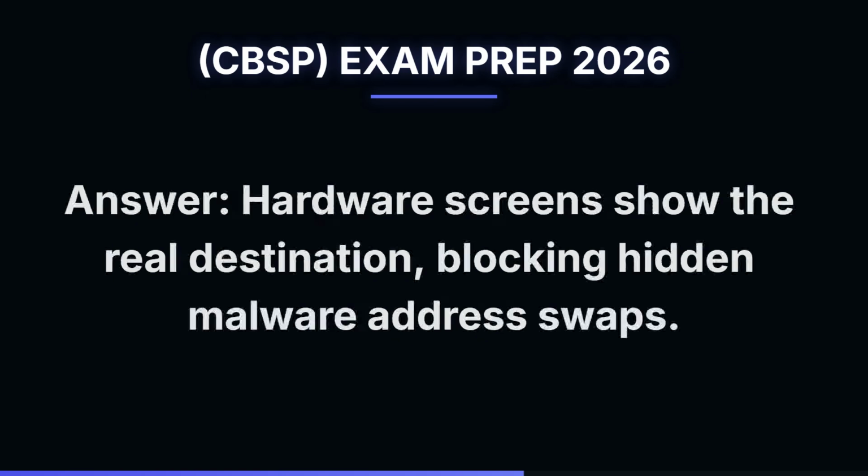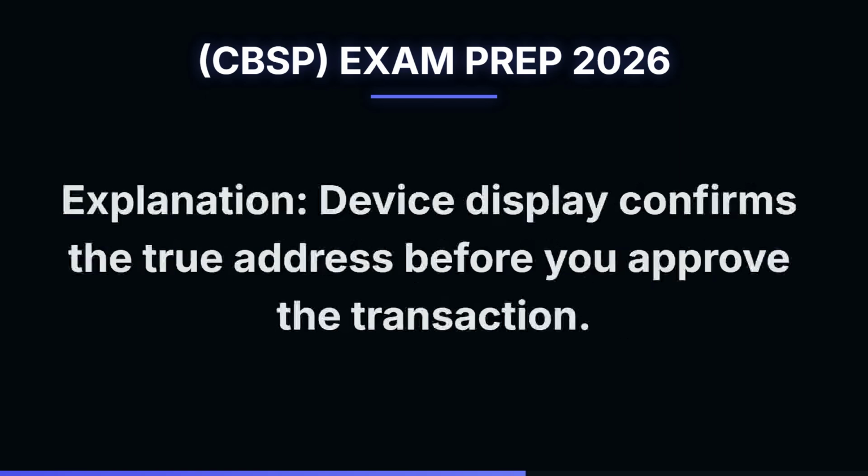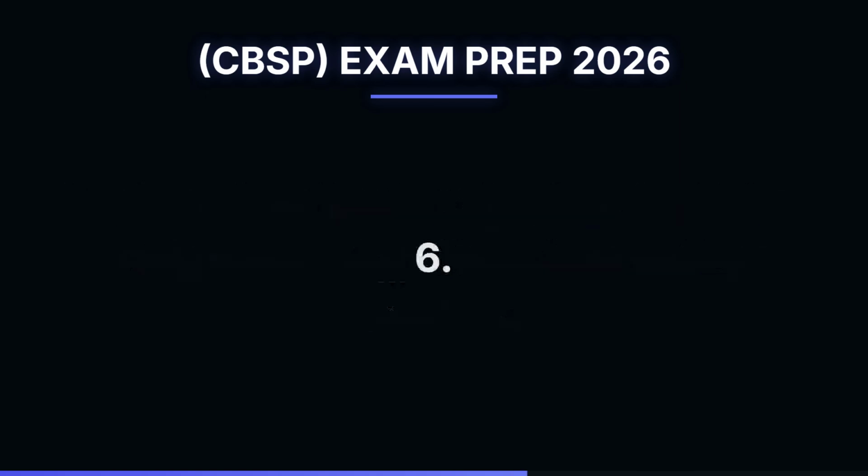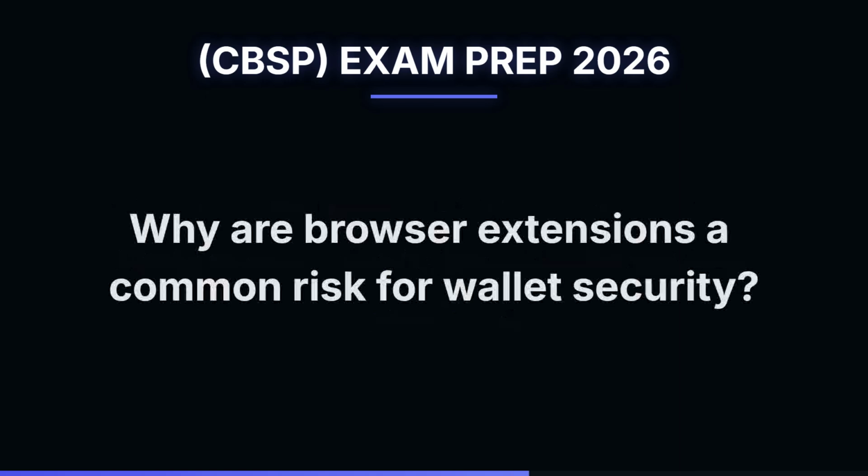Hardware screens show the real destination, blocking hidden malware address swaps. Device display confirms the true address before you approve the transaction. 6. Why are browser extensions a common risk for wallet security?